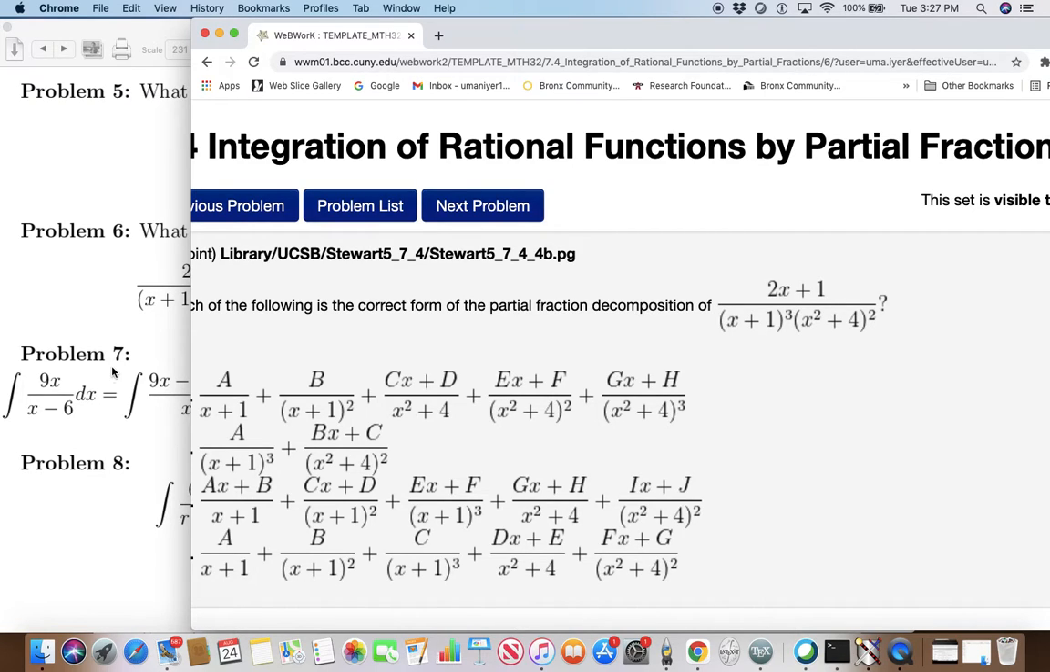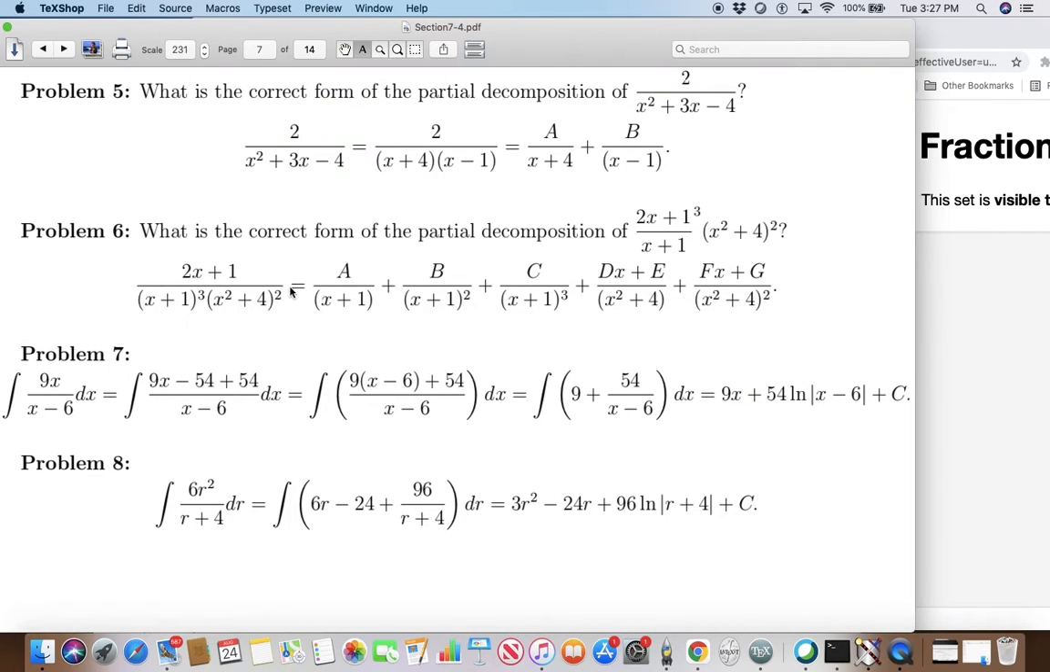Okay, so let's see. A constant for x plus 1, a constant for (x plus 1) squared, and a constant for (x plus 1) cubed. Whereas for this, I'm going to have a linear polynomial above. So Dx plus E, two constants to worry about: one for first power, another pair for power 2. Okay.